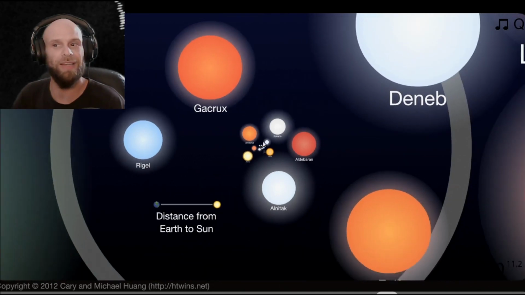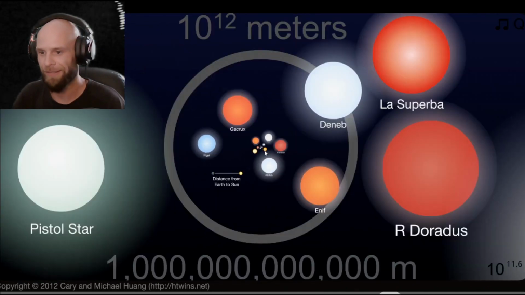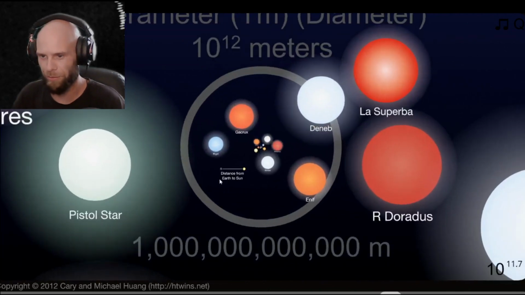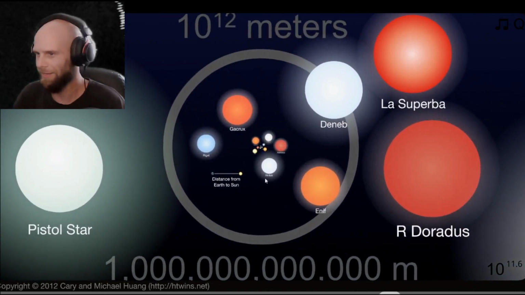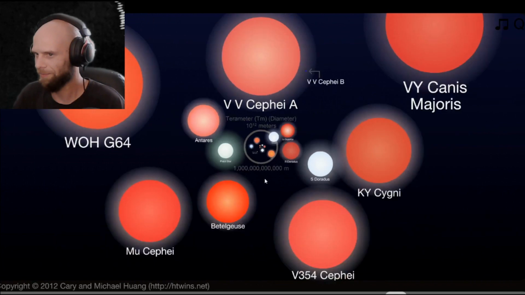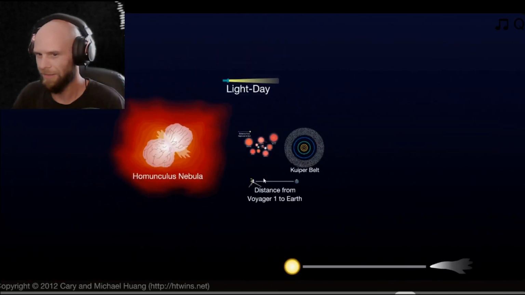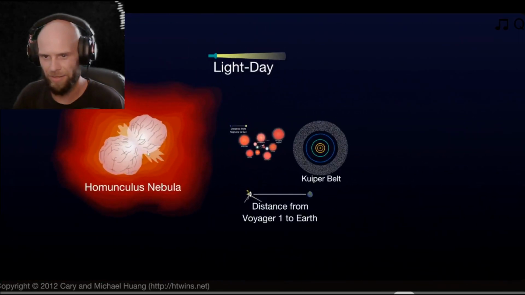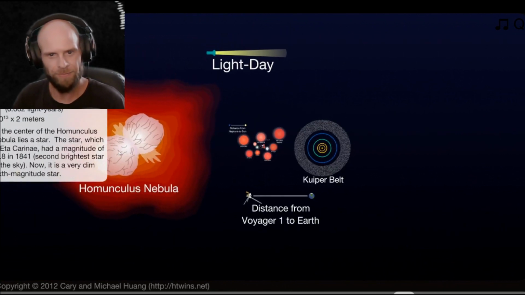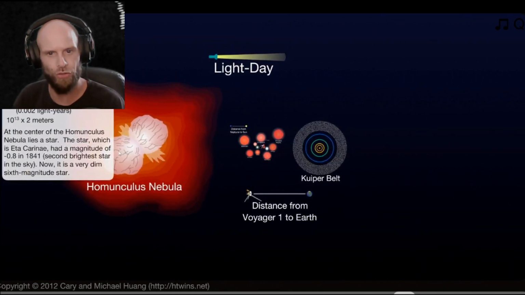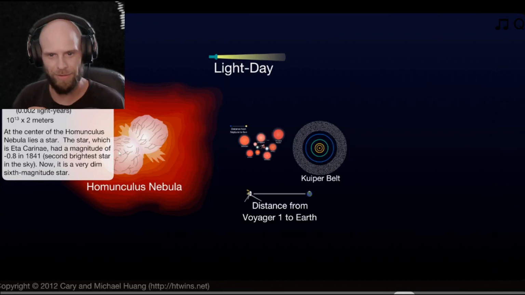Remember the human that we left way back there in the middle there? Oh, we just approached distance from the Earth to the Sun. What the hell is that? At the center of the Homunculus Nebula lies a star. The star, which is Eta Carinae, I'm assuming I said that right, magnitude of, okay, second brightest star in the sky. Now it has a very dim 6 magnitude star.